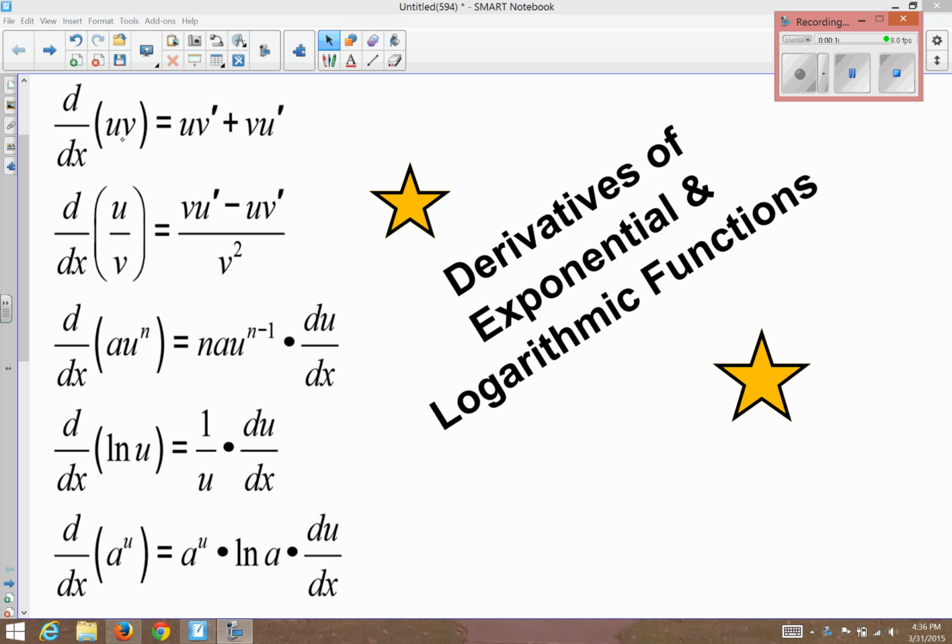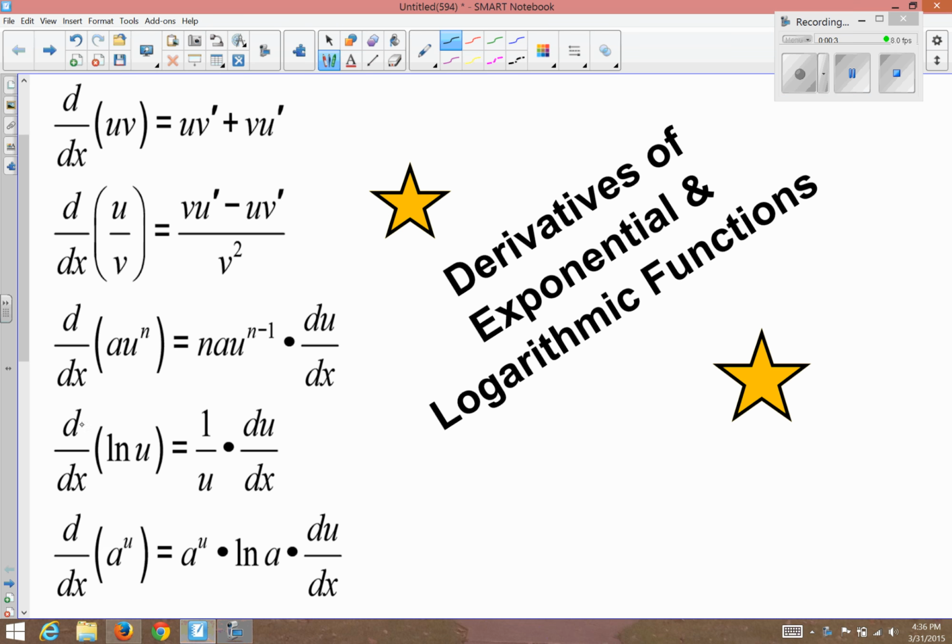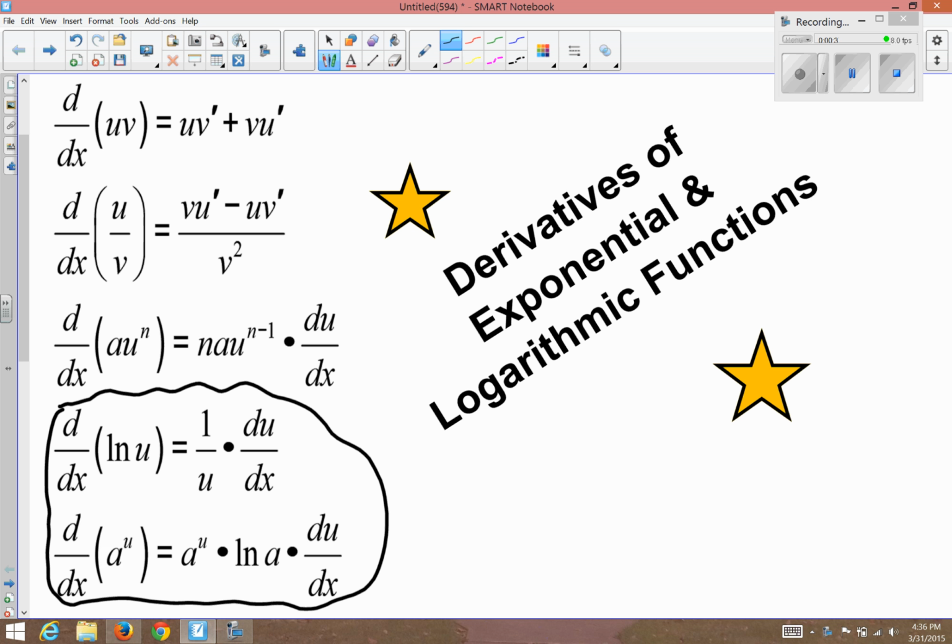The derivative of uv, this is the product rule. The second rule here is the quotient rule. The third is the power rule, the derivative of a number times something with an exponent. And these last two rules we haven't used yet. They are on a sheet that you have already. The derivatives of trig functions, these are at the bottom of that list.